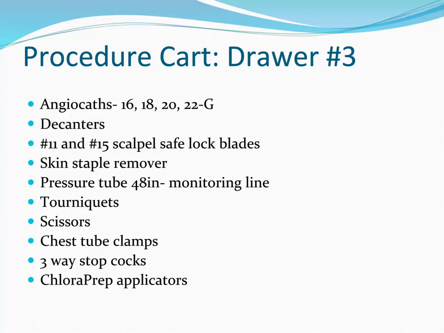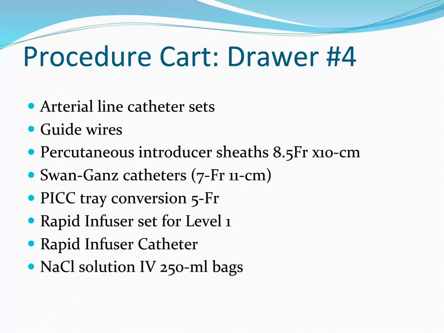tourniquets, scissors, chest tube clamp, 3-way stopcocks, and ChloraPrep. Drawer number 4 includes A-line catheter sets, guide wires, introducer sheaths, Swan-Ganz catheters, level 1 tubing and catheter exchange kit, and 250 cc bags of normal saline.